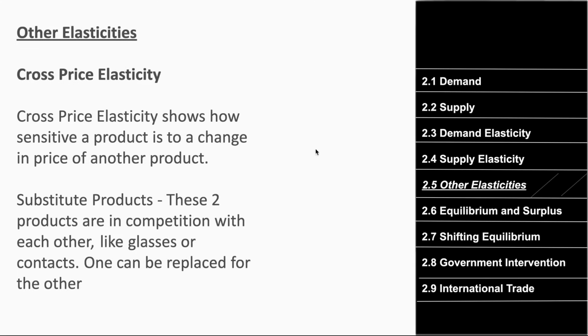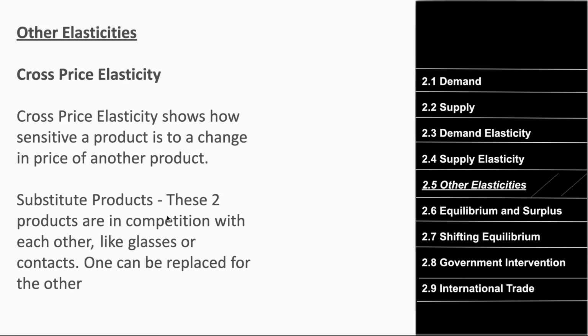Types of elasticity besides the supply and demand elasticity. We have cross-price elasticity, which shows how sensitive a product is to a change in the price of other products. So sometimes two products are basically linked. Think like ketchup and mustard, think a car and tires. Sometimes with products, if you buy one, you're likely to buy the other. So you have to determine if they're substitutes or complements. Substitute products are two products that are in competition. You either buy one or buy the other.